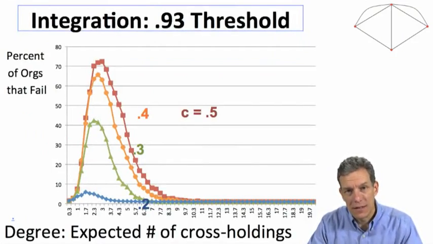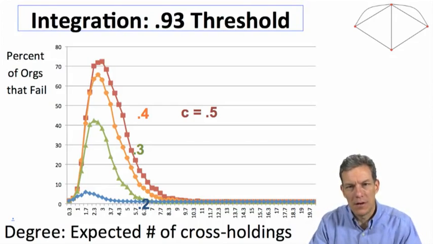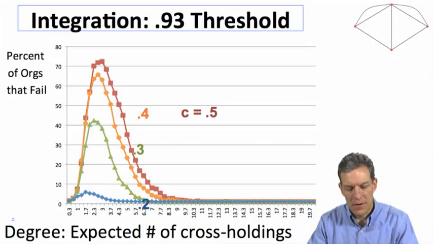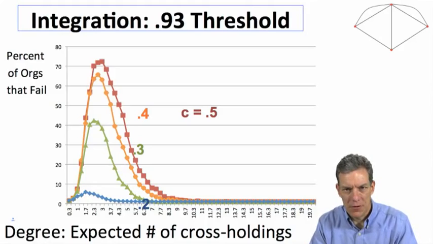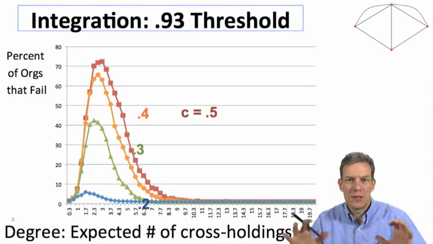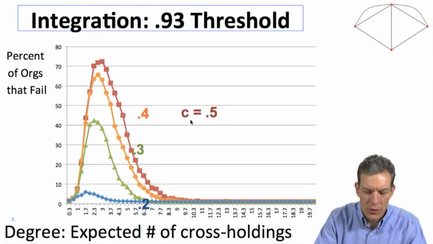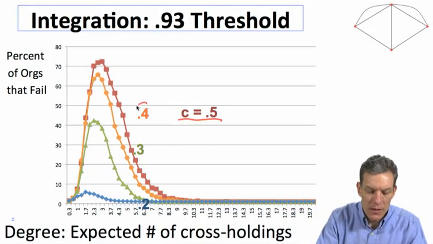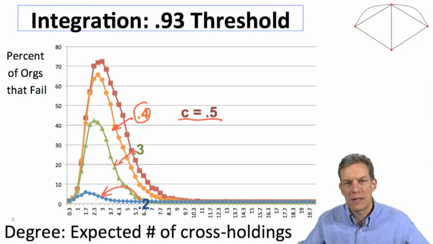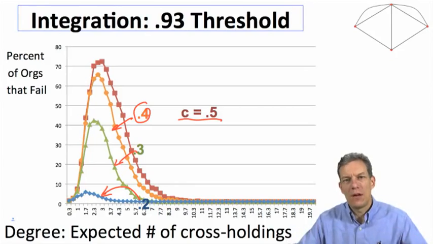Integration now, let's change this second component of the exercise. So for a given number of cross-holdings that people have, the given level of diversification, we can begin to increase or decrease the amount of a given organization that's held by others. So what we looked at originally was C equals 0.5. We could decrease that to 0.4 or 0.3 or 0.2. And as we decrease that, there's less and less of an organization which is cross-held.